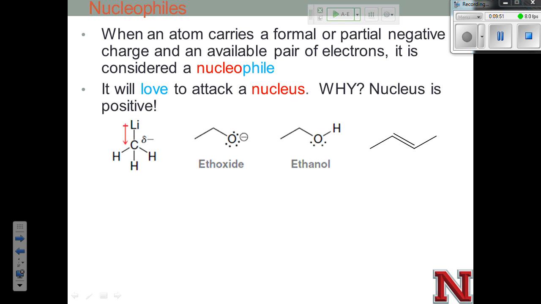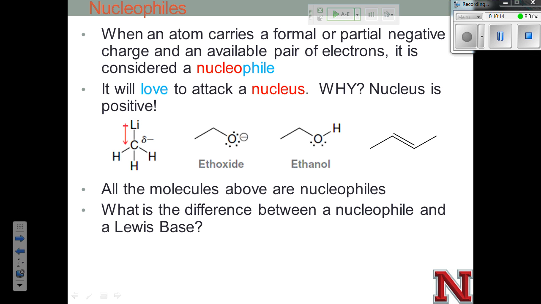So technically, this has a lone pair. This is a carbanion, so C negative with a lone pair. The only other one that we really are looking at is a pi bond. We have available electrons even though it doesn't have a lone pair. So we have to have electrons available. So in these cases we do.